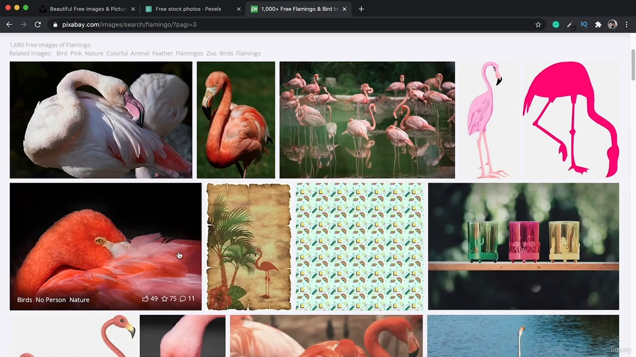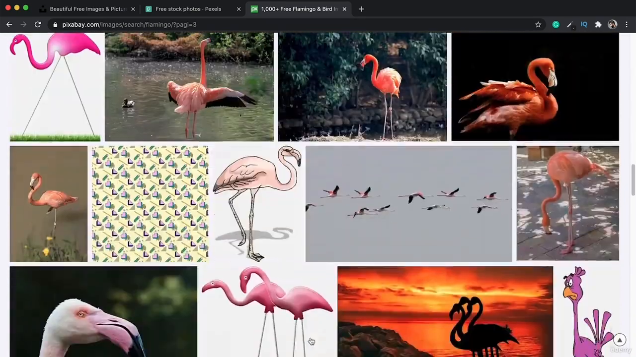And I want the picture of the flamingo that has been taken from a high angle. It means the camera was higher than the flamingo. And I found something like this one. And this one will be the best for my idea.